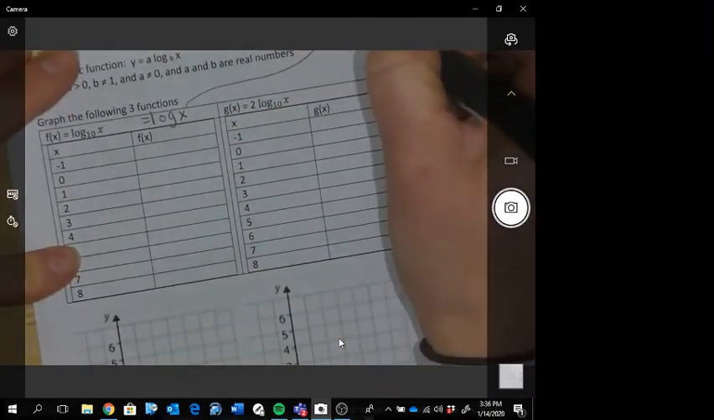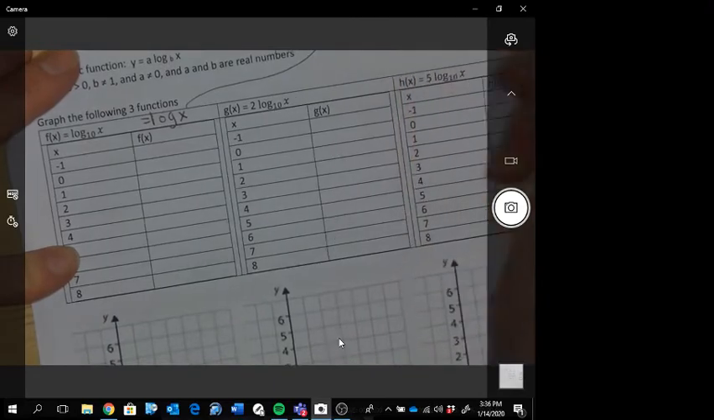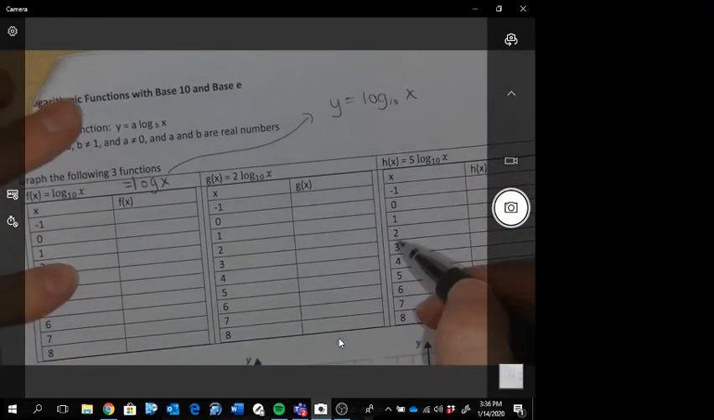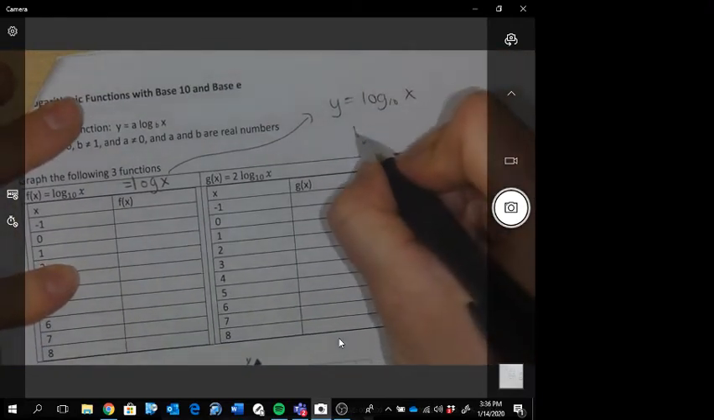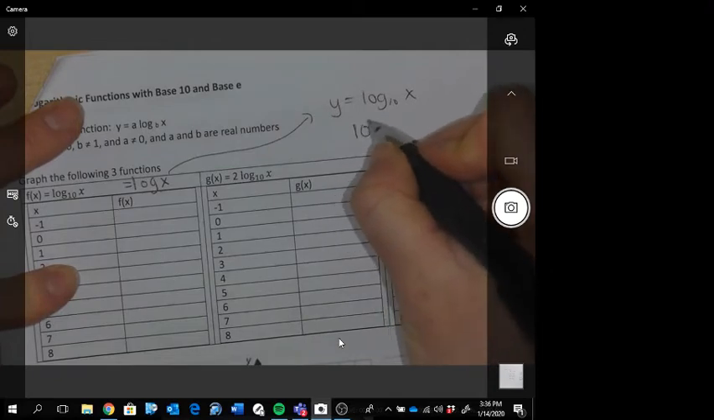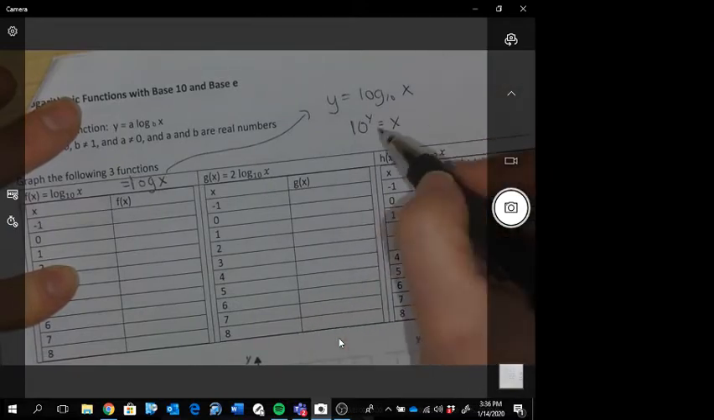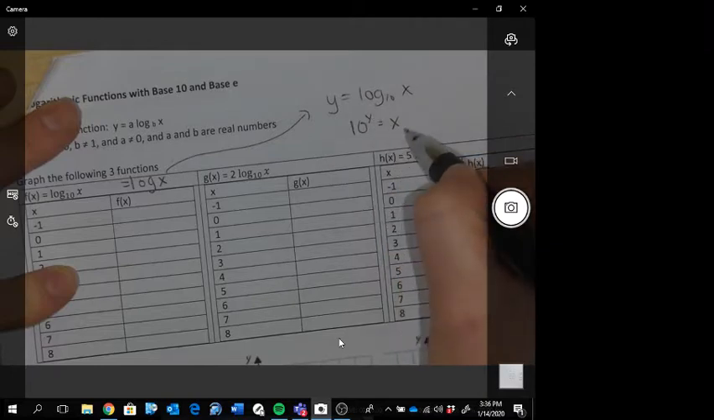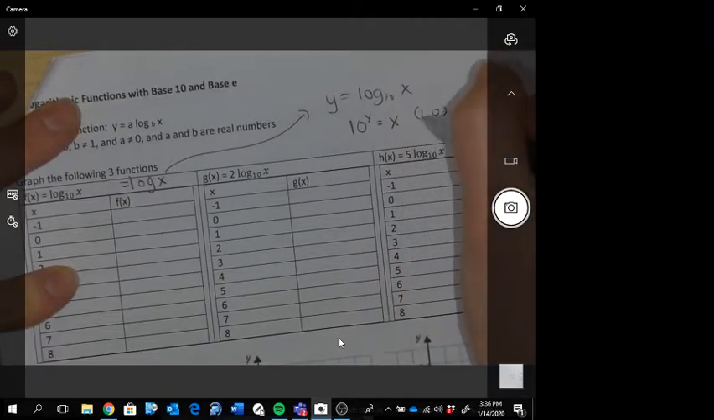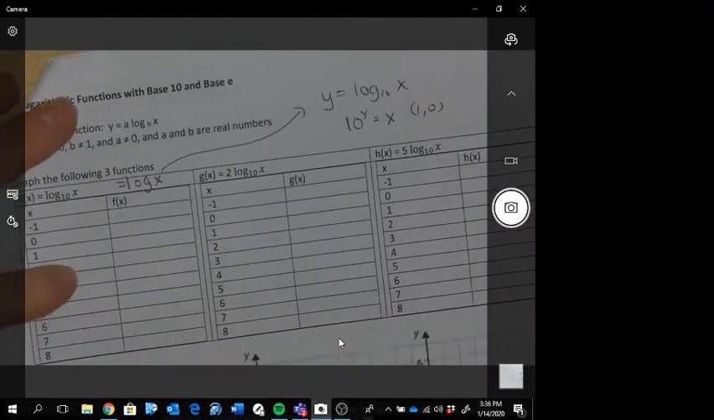So if I rewrite this using an x and a y instead of f of x, it means base 10 to an exponent y would equal x. So for instance, if y was 0, this would be 1. So I should have the coordinate (1, 0) on that graph.